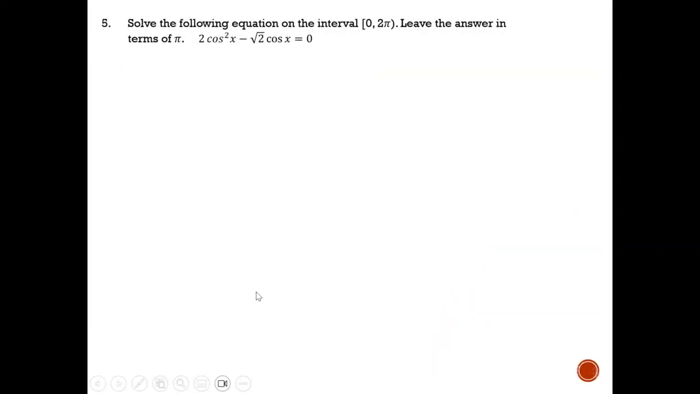Okay, now number 5. Now we're solving the following equation on the interval from 0 to 2 pi. Because here, guys, with a bracket there, it means that 0 is included and 2 pi is not included. So it's going to be between 0, which is included, and 2 pi. Leave the answer in terms of pi.